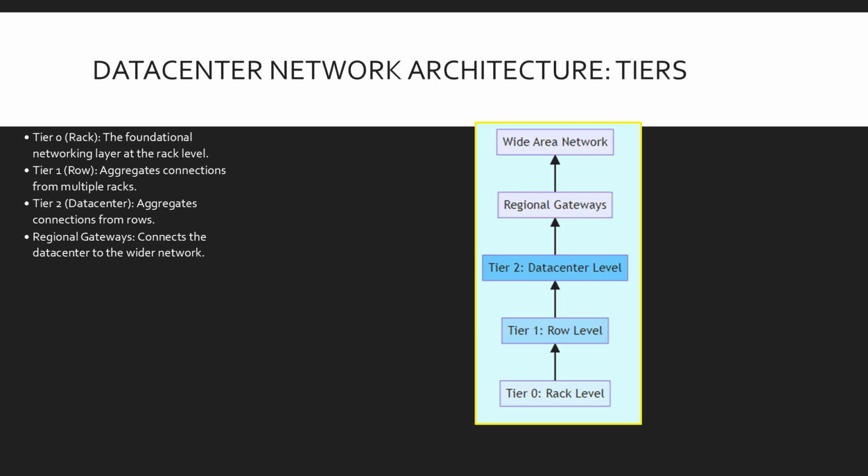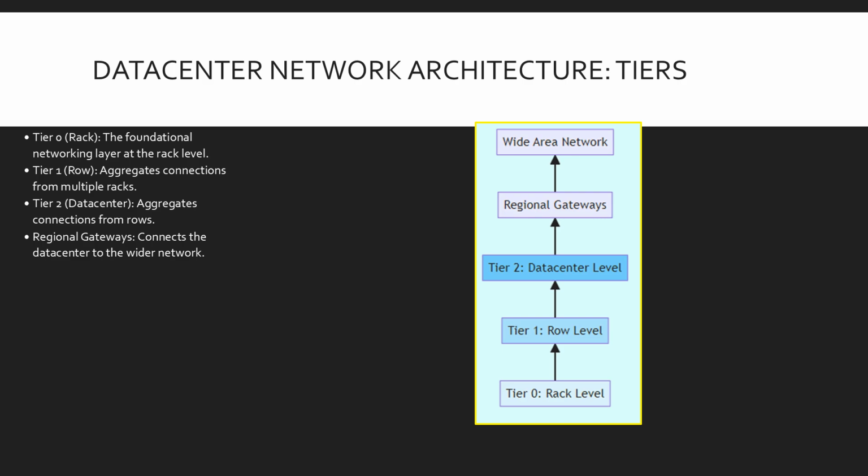The network within an Azure data center is structured in tiers to ensure efficient data flow. As illustrated in the diagram, it starts at Tier 0, which is the networking at the individual rack level. These connect up to Tier 1, which aggregates the network traffic for a row of racks. From there, traffic flows to Tier 2, which handles networking for the data center. Finally, this connects to regional gateways, bridging the internal data center network with the outside world.